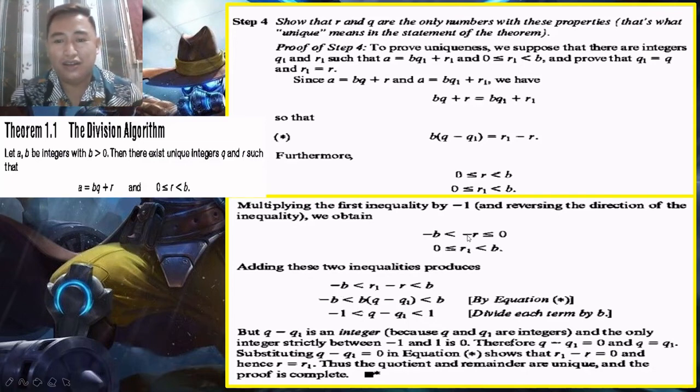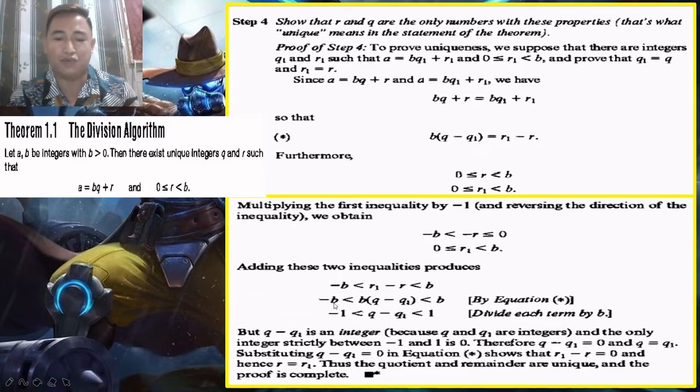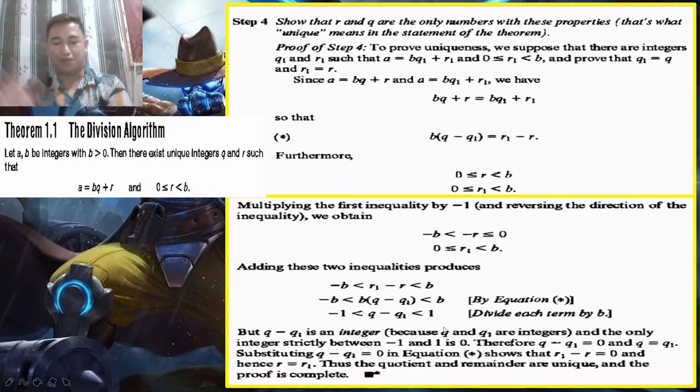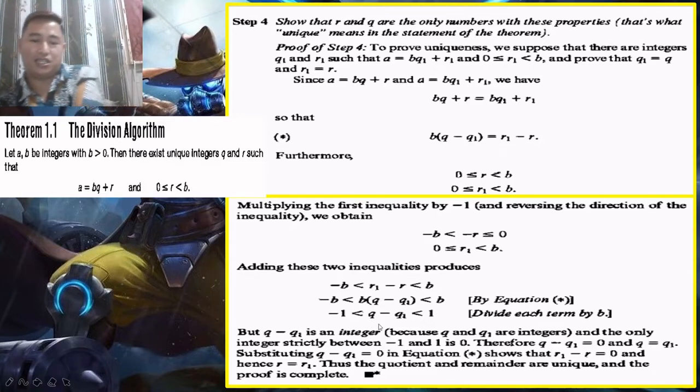Now, R1 minus R is equal to B times Q minus Q1. So we copy that here and replace it. Then next, they all have B, so divide all sides, each term, by B. The B cancels. So negative 1 is less than Q minus Q1 less than 1. Therefore, Q minus Q1 is in between negative 1 and 1.